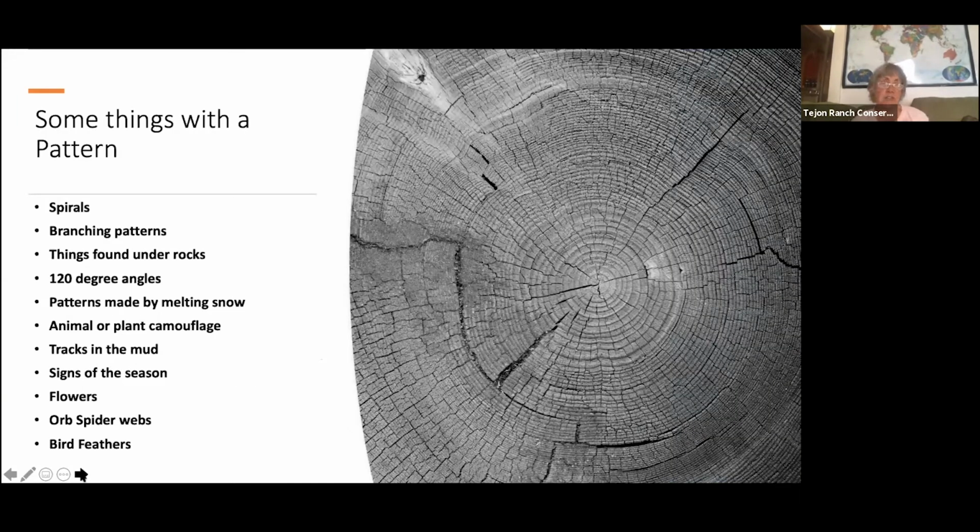Some things with patterns: spirals, as we already talked about, fractals, branching patterns, the patterns that plants take on with their leaf structure, things found under rocks, 120-degree angles, patterns made by melting snow, animal or plant camouflage, tracks in mud, signs of the season, flowers, orb spider webs, feathers, and on and on and on. These are just a few examples of things that can have patterns.